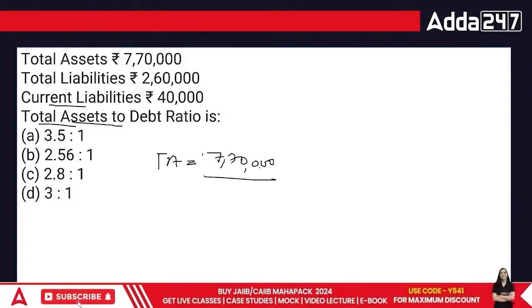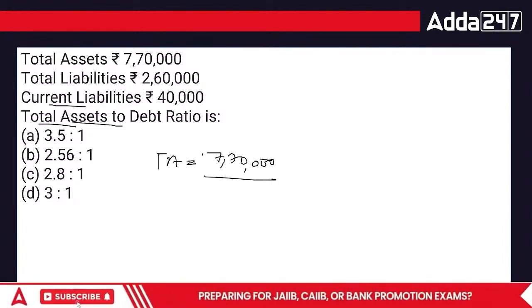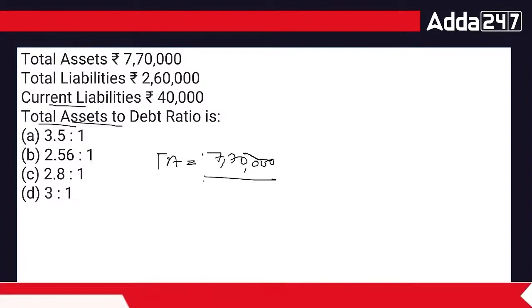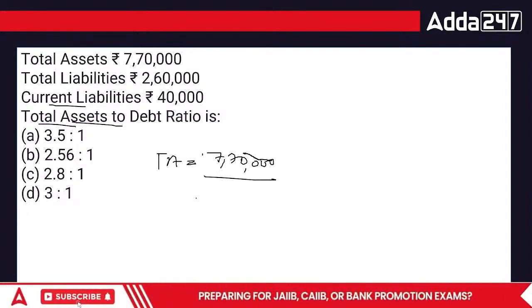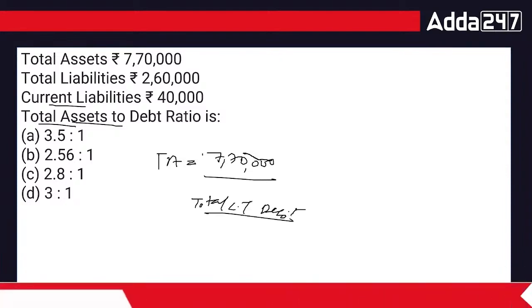What would be the answer? What would be the answer, everyone? Total assets divided by debt, na? Debt is only the total debt or long-term debt? It would be total long-term debt only. The short terms aren't its responsibility.